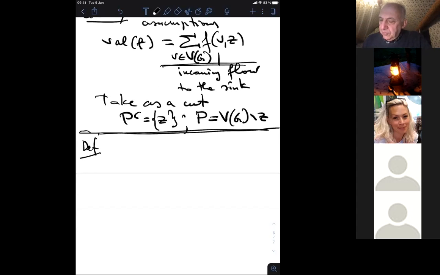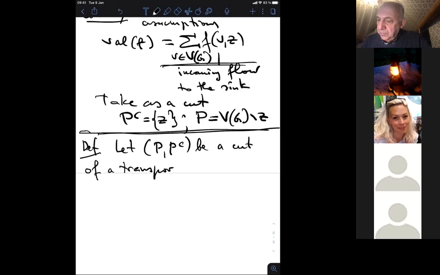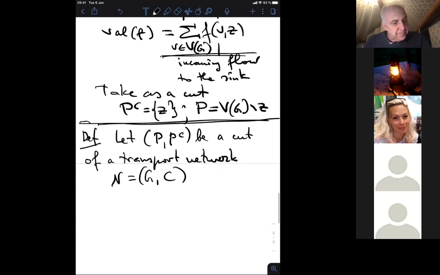So let P complement be a cut of a transport network N consisting of the graph G and the capacity function C.